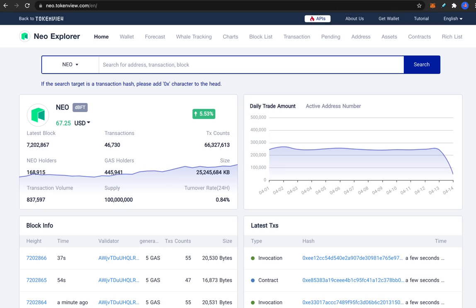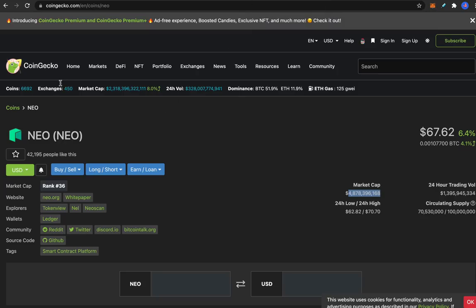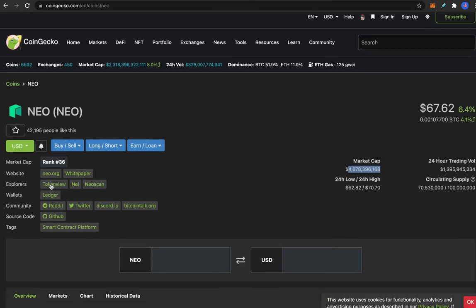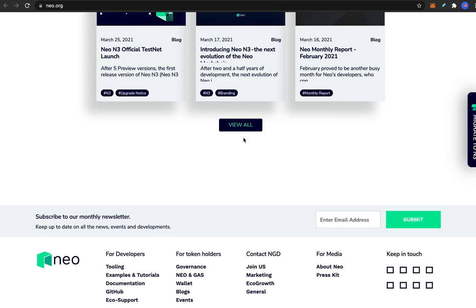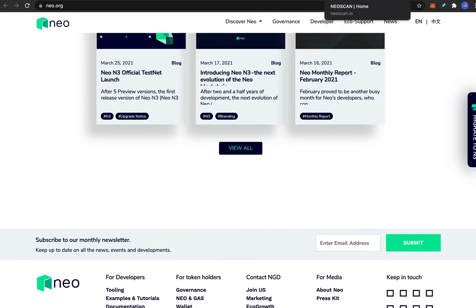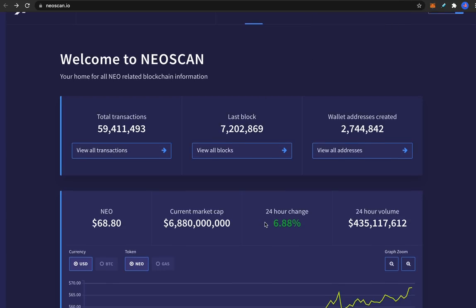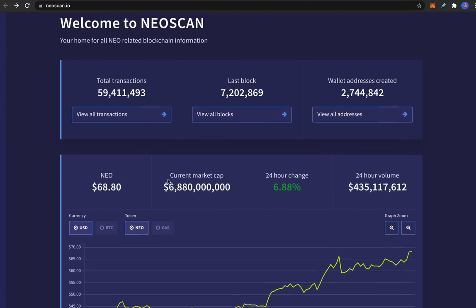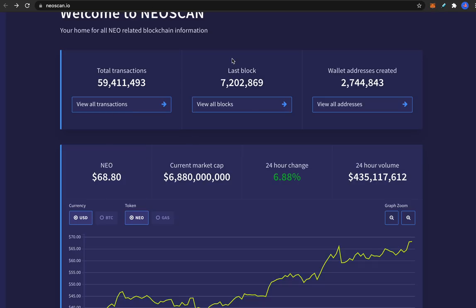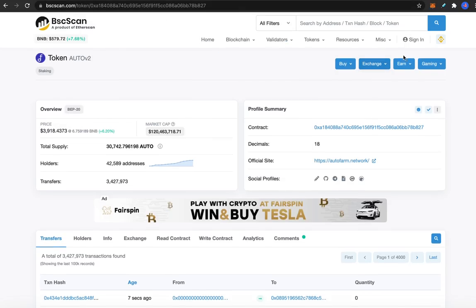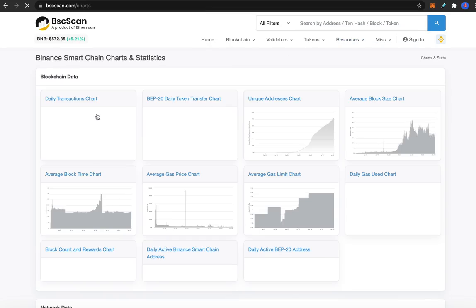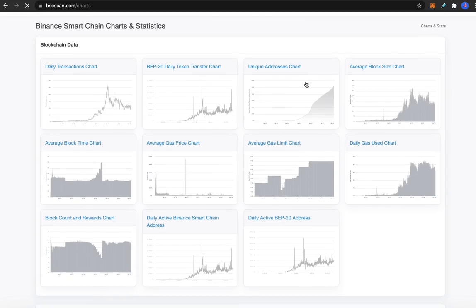And going further, from the CoinGecko listing here, I went to the explorers called TokenView and NeoScan. So they have two explorers for this blockchain, and the reason is that on the NeoScan, they don't have a lot of information. On BSC scan or Ether scan for Binance Smart Chain and Ethereum, you have all these different charts and graphs. For instance, on BSC scan, if you go to the resources and take a look at the charts and stats, you can look at the daily transaction charts. You can see all kinds of unique addresses charts and so forth.